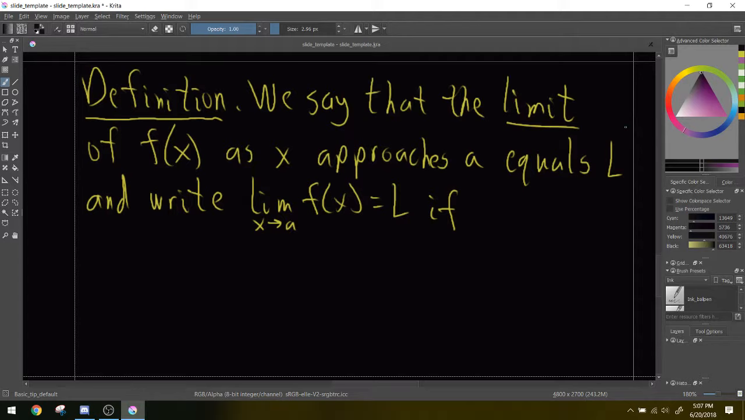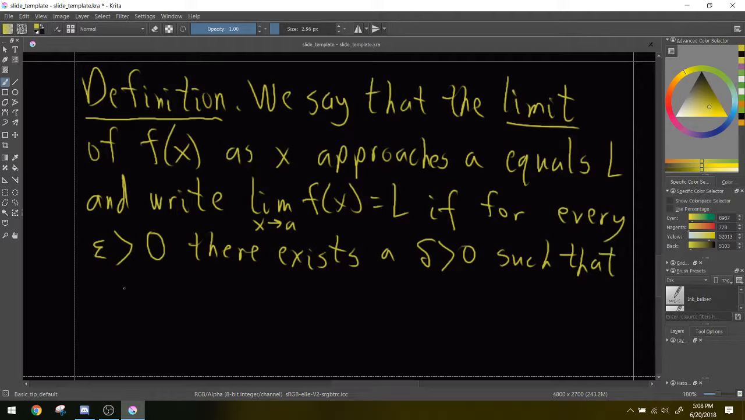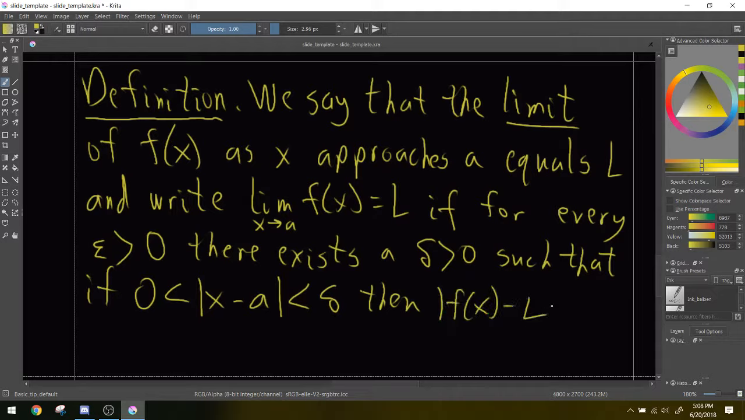That means for every epsilon greater than 0, which we think of as the tolerance in the output value away from L, there exists a delta greater than 0, such that, and this is the key part, if 0 is less than the absolute value of x minus a is less than delta, so this means x is within a distance delta of the target input value a, but this 0 on the left is important because that means we're not considering the point where x equals a, so x is within delta of a but not equal to a. If that's true, then the absolute value of f of x minus capital L is less than epsilon.